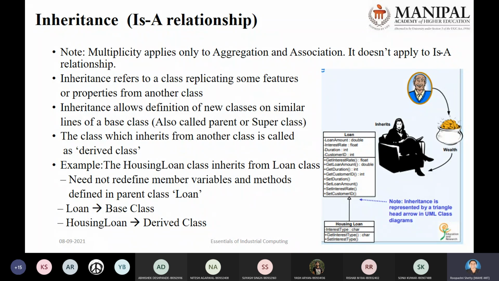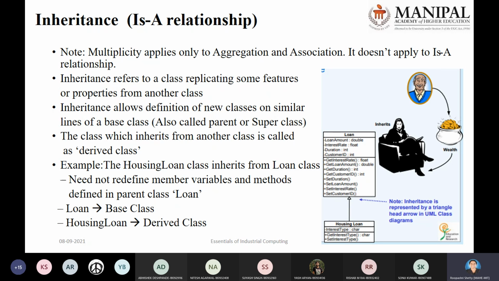This housing loan class, see, there are 4 attributes in loan class. You can see it in the diagram, right? There are 4 attributes or member variables in loan class, and there are 8 member functions in loan class. So when housing loan class has an inheritance relationship with the loan class, of course, it will get all the member variables and member functions of loan class. It inherits all the functionalities of loan class, plus it has an additional member called interest type.